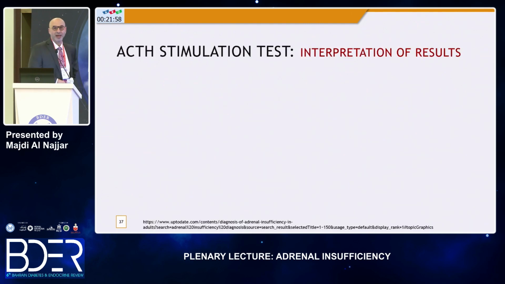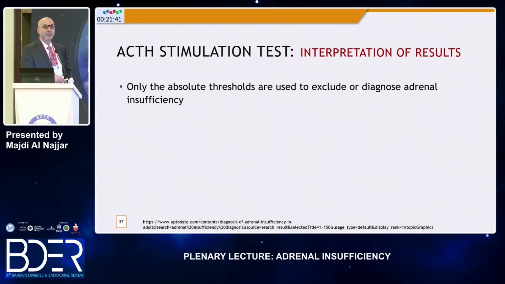And how do we do that? Simple. We ask the patient to come in the morning, preferably fasting. We draw a random basal cortisol level. We give the patient synacthen 250 micrograms IM or IV, and then we measure cortisol level at 30 minutes and 60 minutes. And then we look at the numbers we get. We look at the absolute number, because 10 years ago we used to say an increase of 10 points from the baseline is also okay. Not anymore.